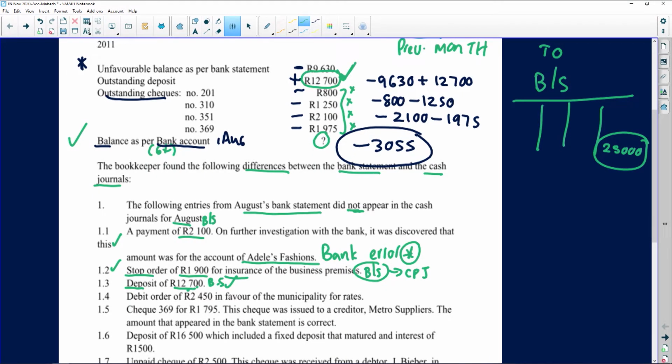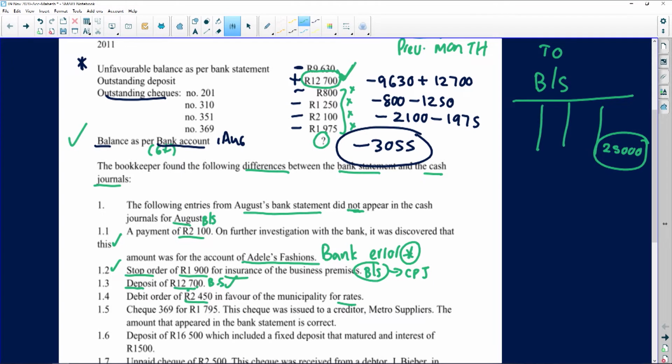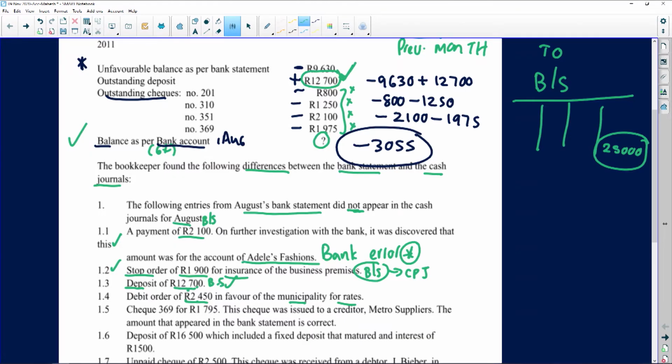Debit order of 2,450 Rand in favor of the municipality for rates. So once again, stop order, debit order, guys, there's a very small difference between the two. It's still an instruction to pay. So again, you're not going to physically go to the municipality and stand in queues and pay rates. You rather have a debit order going through your account. So that 2,450 Rand is simply an additional CPJ entry, very similar to 1.2.